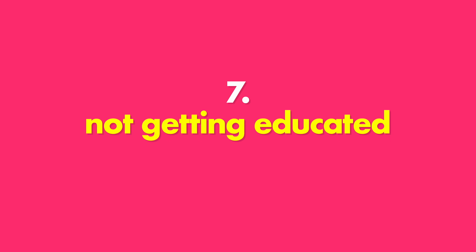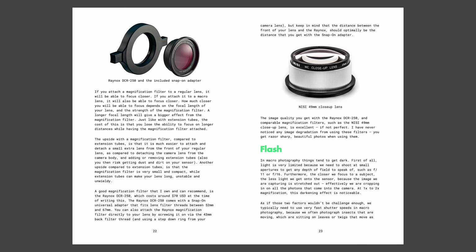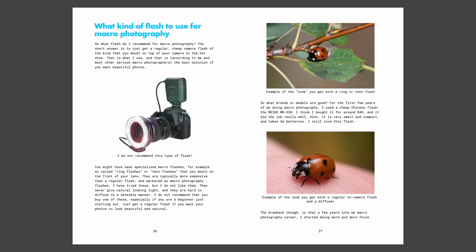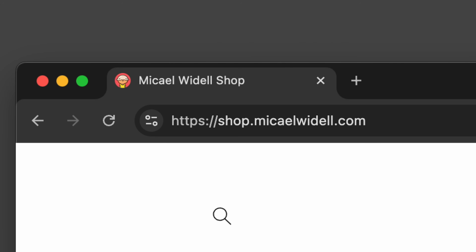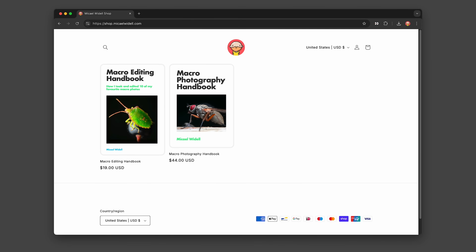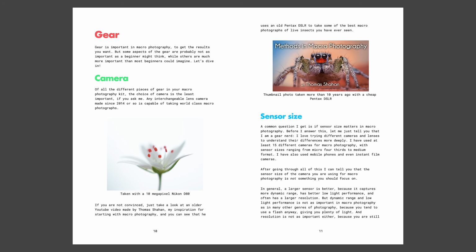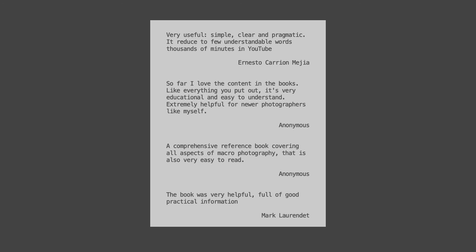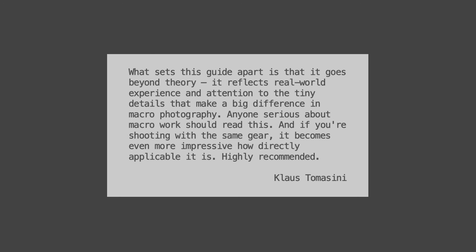Mistake number 7. Not getting educated. What if I told you that everything you need to know about macro photography that is really worth knowing you can learn in about 3 or 4 hours? For example, by buying and reading my macro photography ebook that I'm selling in my shop. You can read this book in only like 3 or 4 hours and learn everything I know about insect and macro photography. Then you of course need to spend quite a lot of hours practicing that knowledge and internalizing it.